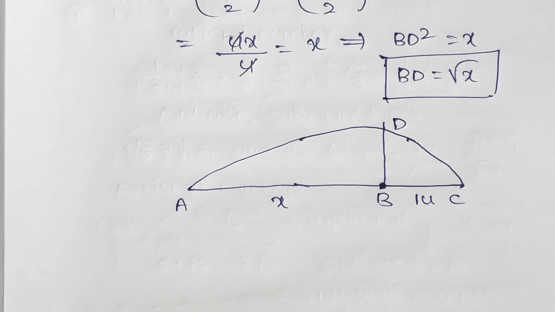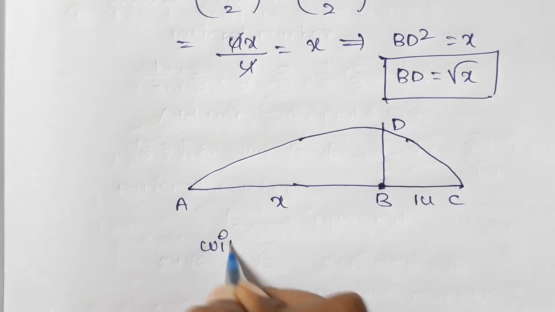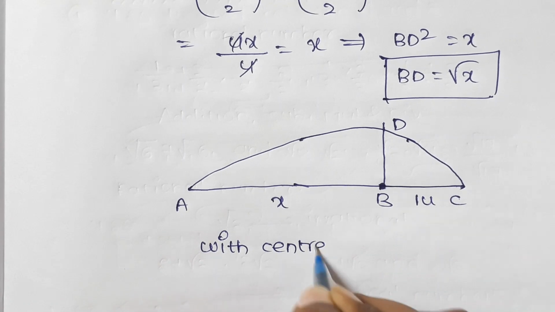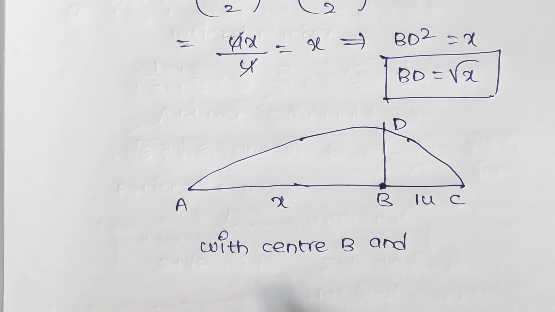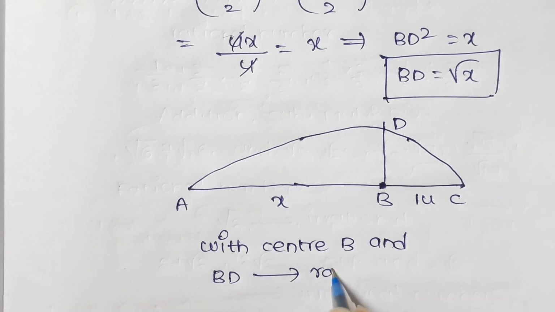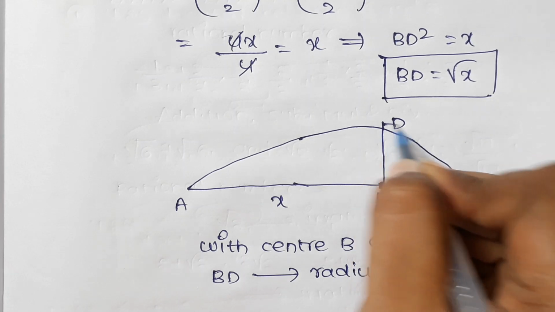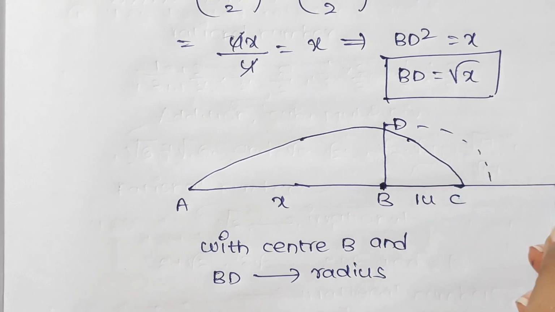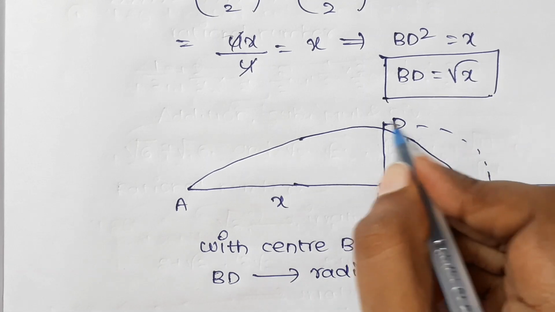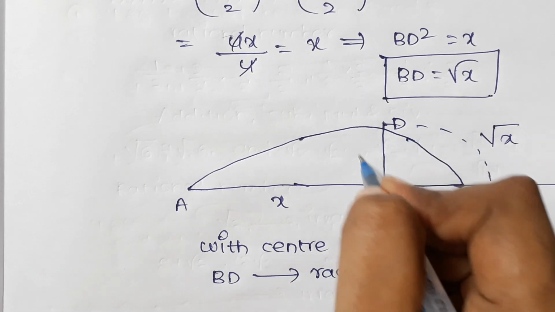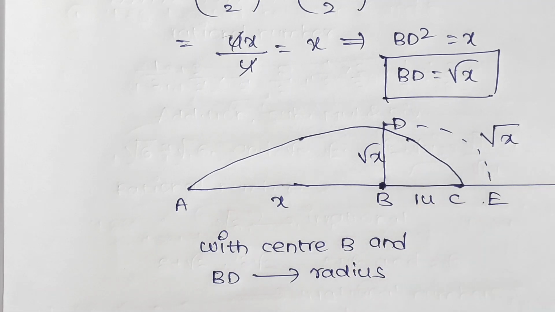We should draw the arc with center B and BD is the radius. With these 2 points we should draw the arc from B, that is here. It is the point E and here this indicates root x. And this process is used to find the square roots, and it is also extended for not only square root but also cube roots, fourth roots and generally so on nth roots.